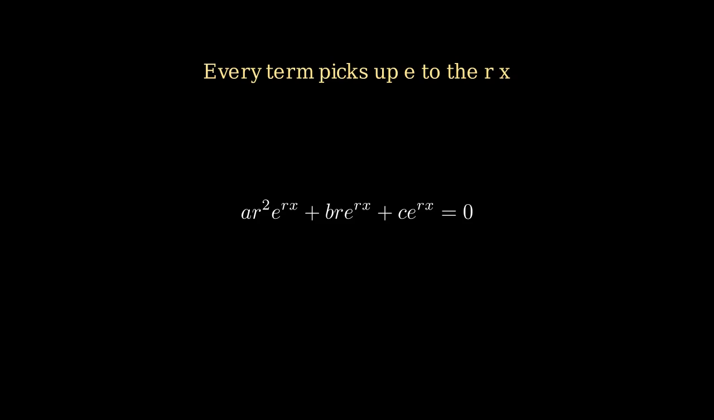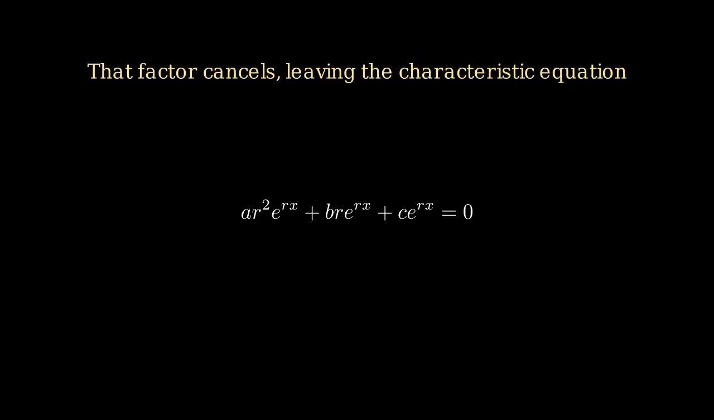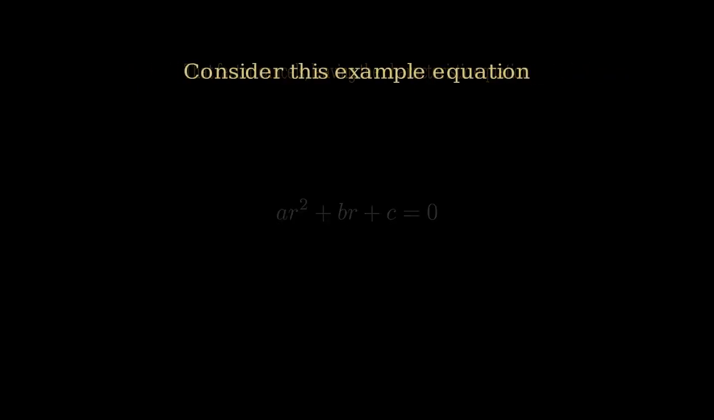If we try a solution of the form y equals e to the power of rx and substitute it in, every term picks up a factor of e to the power of rx, which cancels out. This leaves behind an ordinary equation in r, called the characteristic equation, a times r squared plus b times r plus c equals 0. Let's solve a specific example.